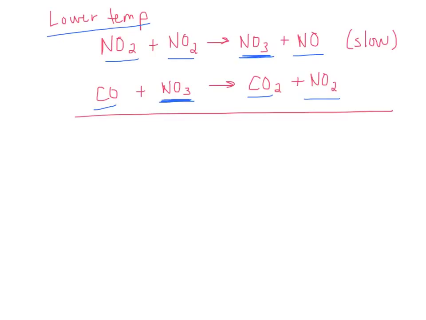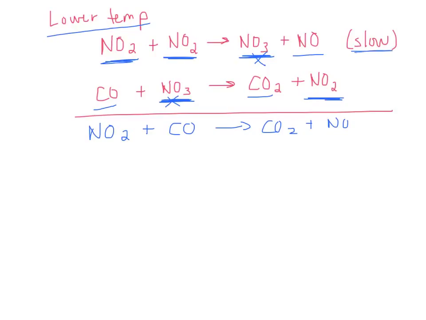Now, for a mechanism to be legit, all this has to add up to give us the overall reaction. So I've got an NO here and an NO2 here, 2 NO2s and 1 over there, so I'm going to have NO2 here, plus CO. NO3 on both sides, so they're going to cancel each other out, and I'm going to have CO2 plus NO. So when I add those 2 reactions up, you'll see that you get the actual reaction that you were doing.